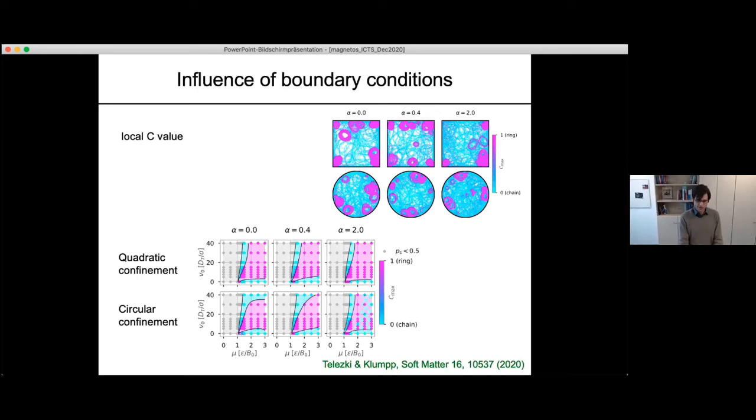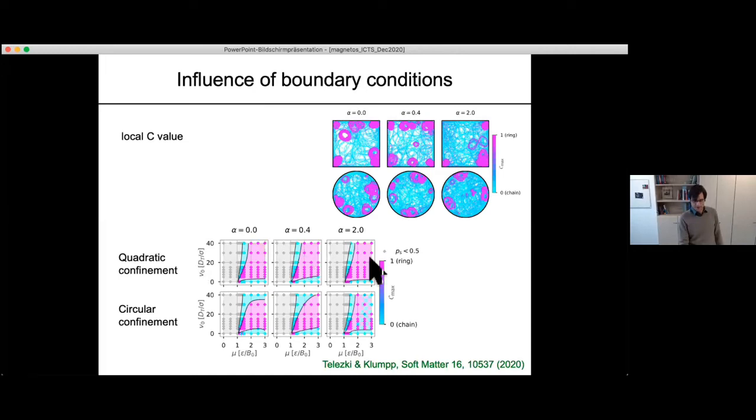And one of the interesting aspects here is that this is very much dependent on the boundary conditions that you use. I have already shown you in the movie that there was one case where we had this chain that collides with the boundary and then forms a ring because it bends at the boundary. If you look at this plot here, for a quadratic box and for a circular volume, you see the C value plotted locally, and you see that mostly you get these rings close to the boundary. So this seems to be a strong influence here.